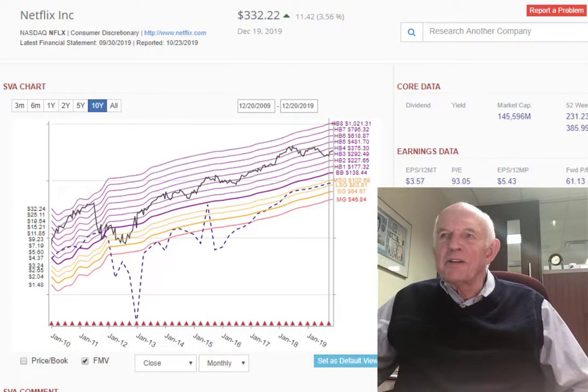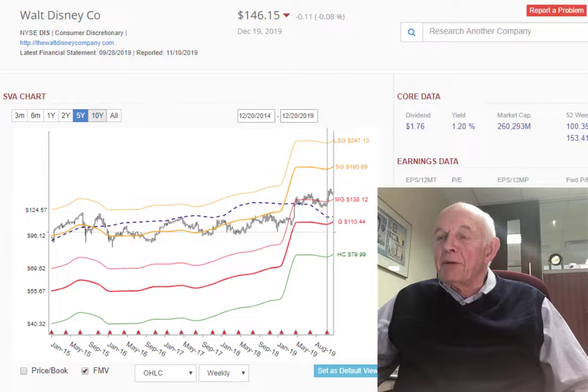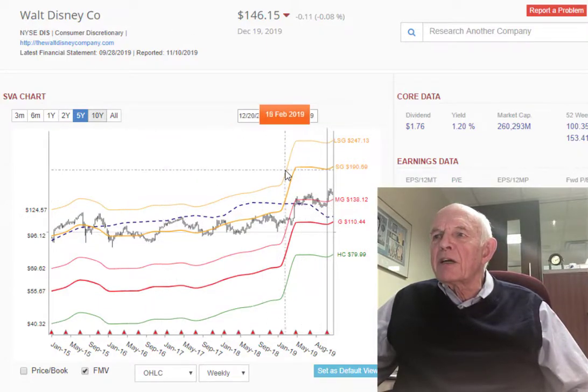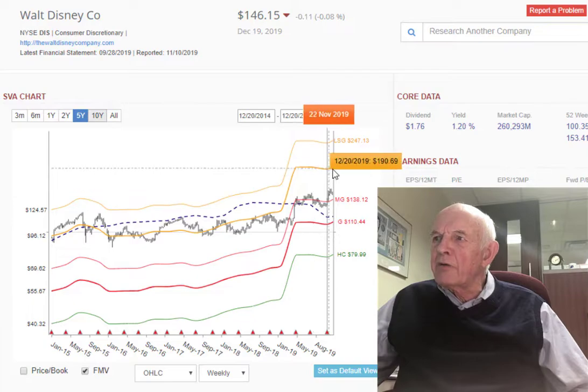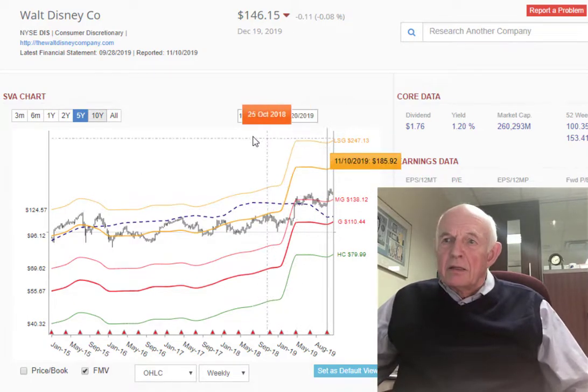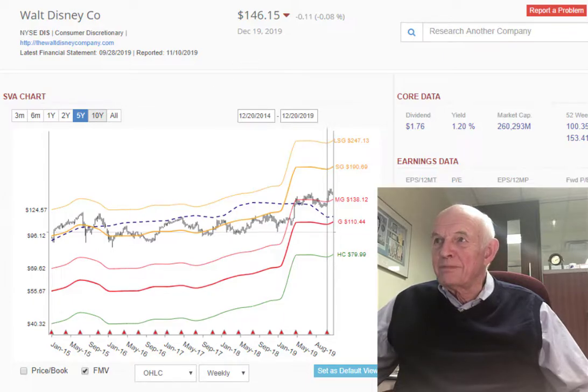Anyway, let's take a look at the rest of the FANGs for now. But before we do, I wanted to contrast Netflix with Disney. And here's the past 5 years for Disney. Well, you can see that there's been very little growth in the balance sheet, and the fair market value has been just hanging right around its super growth price. So the super growth price is one of those very significant valuation levels.